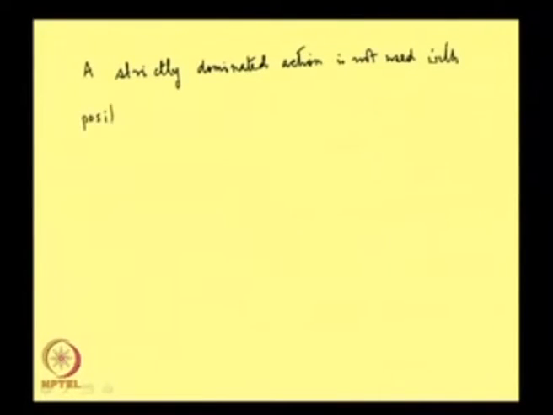Now, this was the case of strict domination. One important property regarding strict domination and Nash equilibrium is the following, that a strictly dominated action is not used with positive probability in any mixed strategy Nash equilibrium.